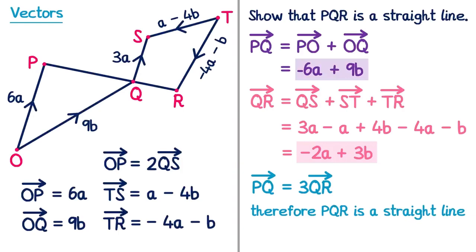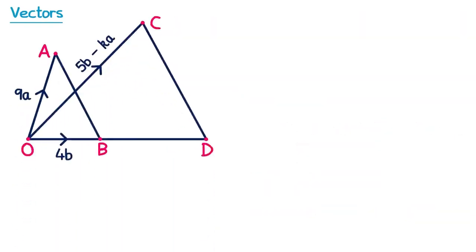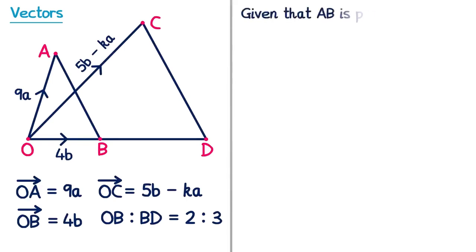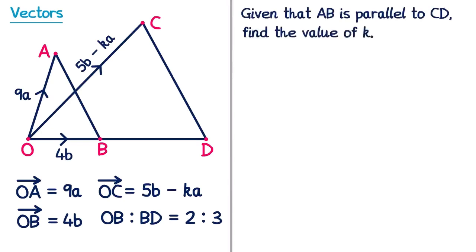And now we're going to have a look at one final question. In this question we have this diagram and we're given this information. OA is 9a, OB is 4b, OC is 5b minus Ka, where k is some constant, and OB to BD is in the ratio 2 to 3. The question says, given that AB is parallel to CD, find the value of k.